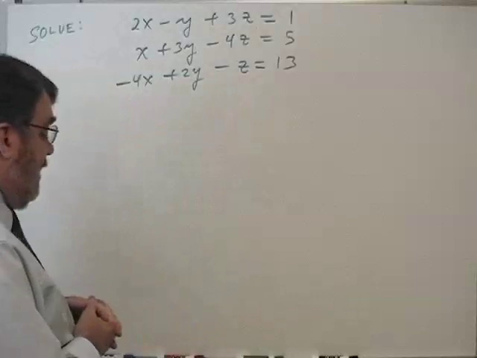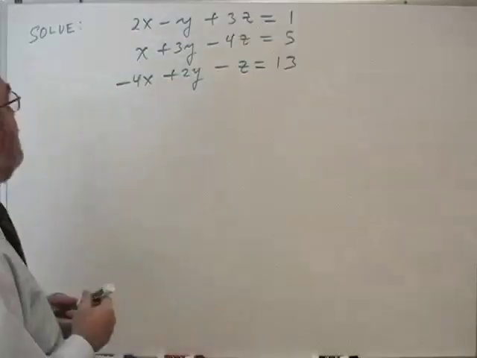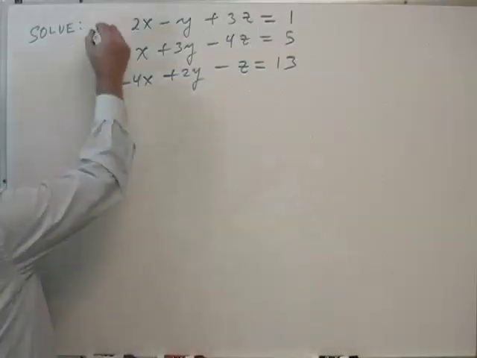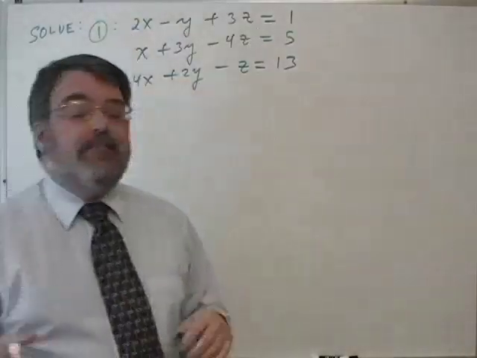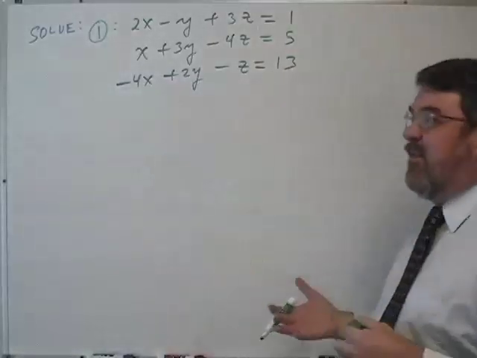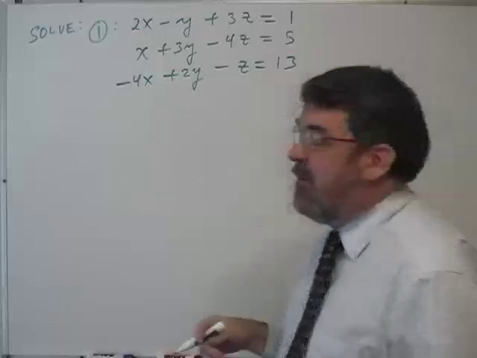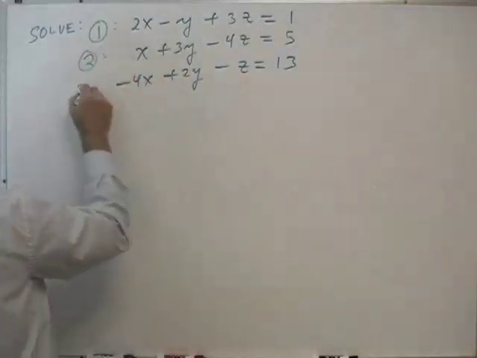And one thing I like to do when I show this to classes is to label my equations. So the first equation I'm going to call circle 1. So rather than write 1, which I don't want to confuse with a number, I put a circle around it. Here's equation 2 and equation 3.